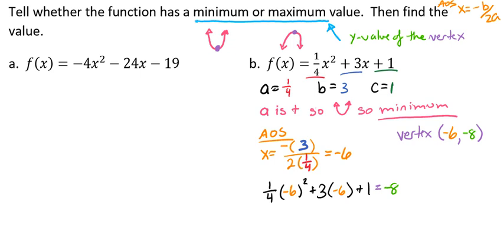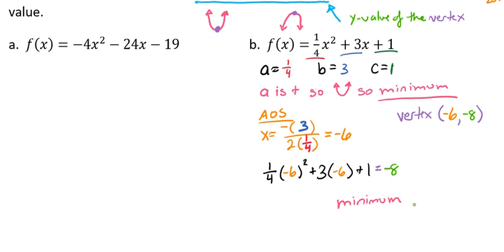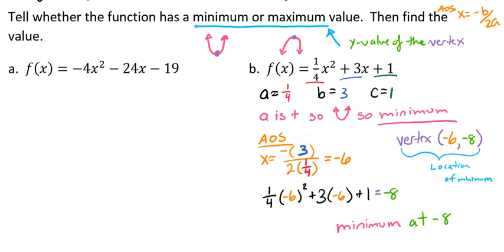So what I'm able to say is that it will be a minimum at -8. Now that's just one way you could have worded it, because our location is also at -6, -8. So it really just depends on what your teacher might be looking for or what exactly you're trying to communicate to others. So I'm going to have you do letter A now on your own.